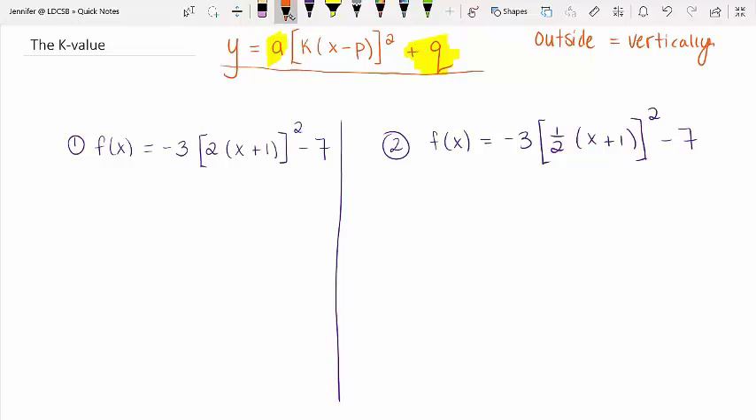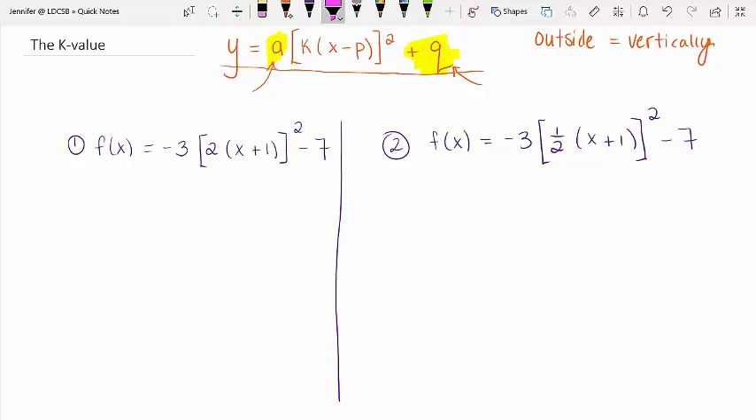And that makes sense because we know that A is a vertical stretch or compression. And we know that Q is a vertical shift up or down. So the two outside transformations affect the graph vertically.